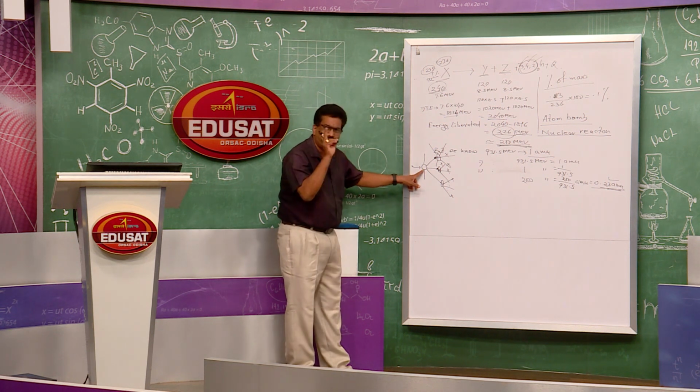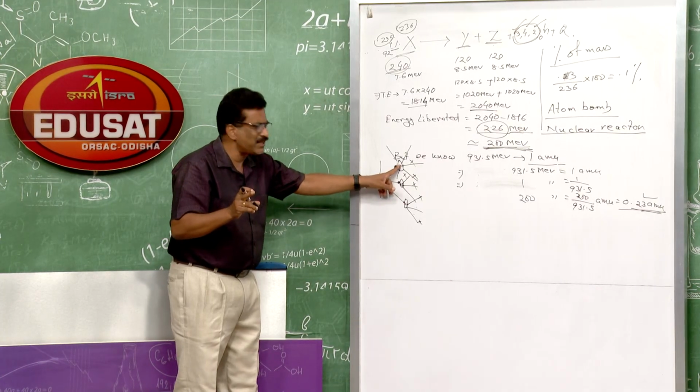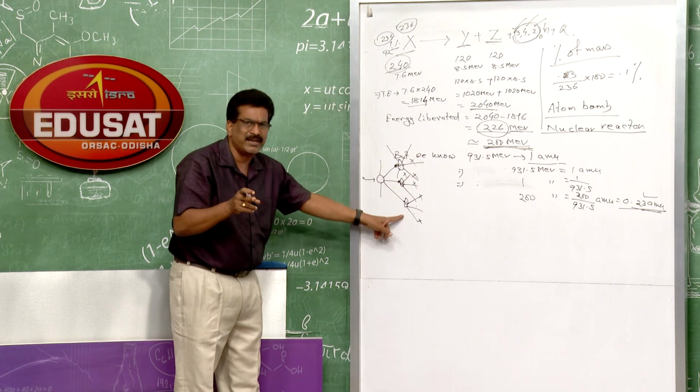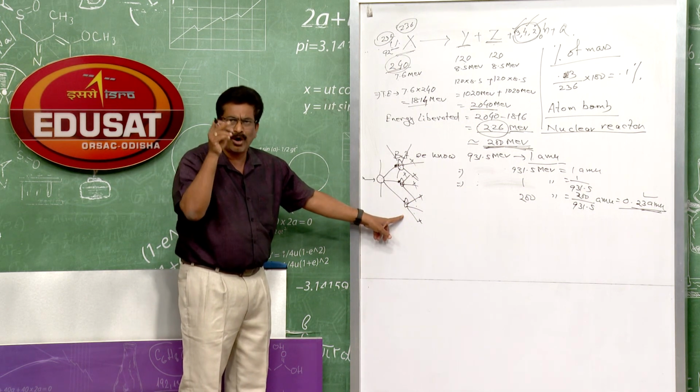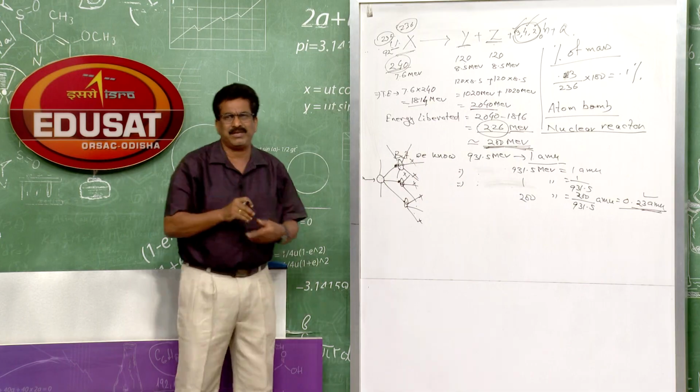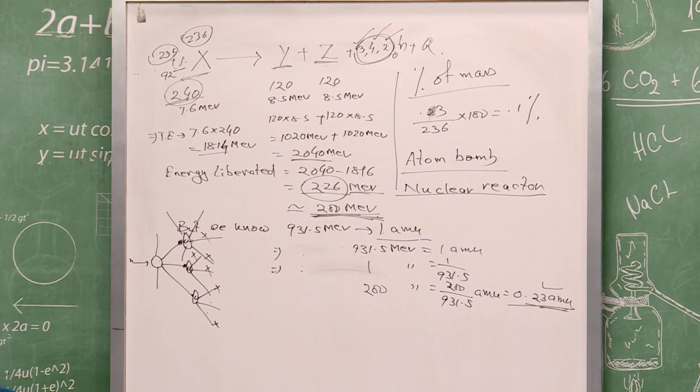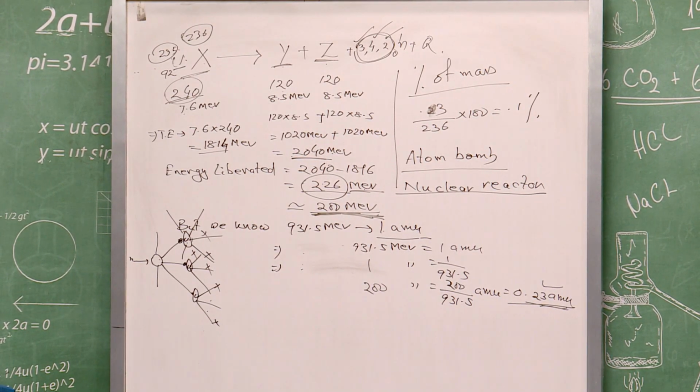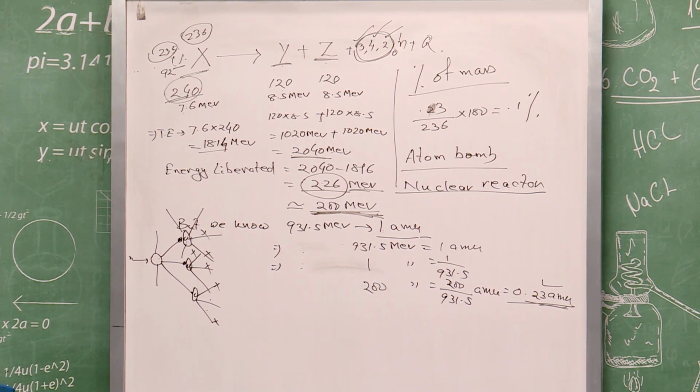So, this is the first fission, then this one is the next fission, next fission, next fission, it will continue. So, per fission what amount of energy, that is multiplied by the total number of atoms present. So, total energy is energy per fission into number of atoms.